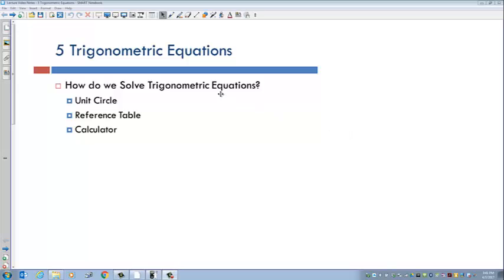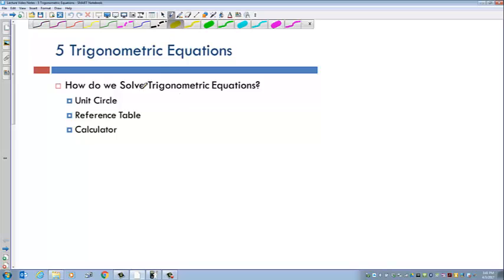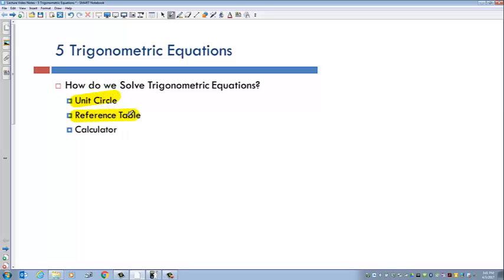So today we're going to talk about solving trigonometric equations, and we're going to do this three different ways. The first way is we're going to use the unit circle, and then we're going to use what's called the reference table, and also using reference angles. And then finally we'll do an example of how we can use your calculator, which we've already done.